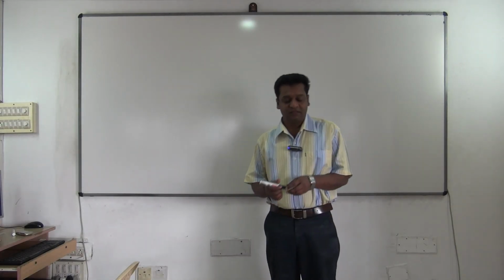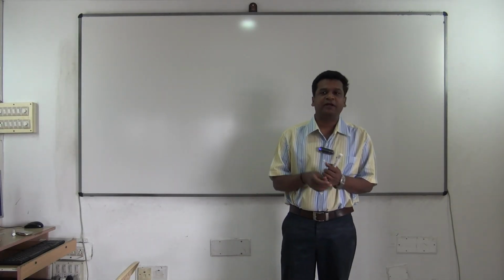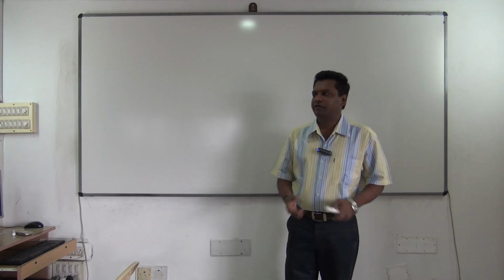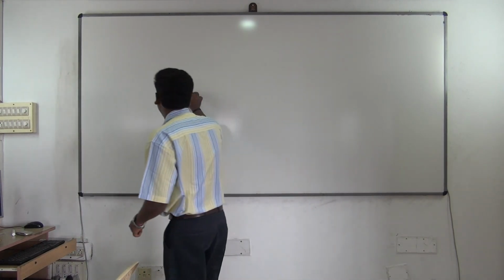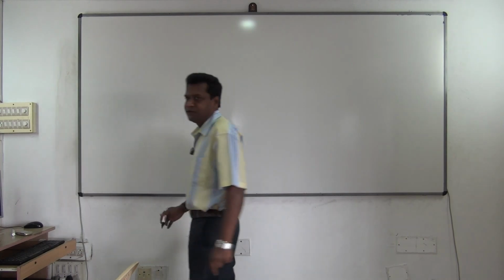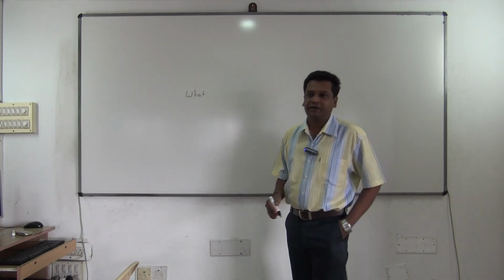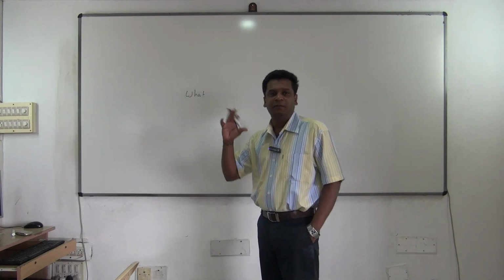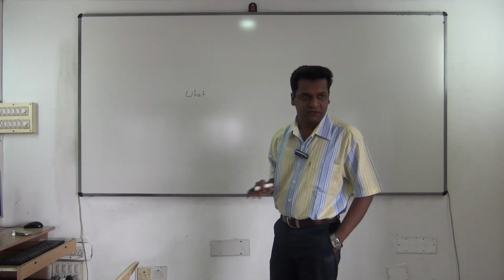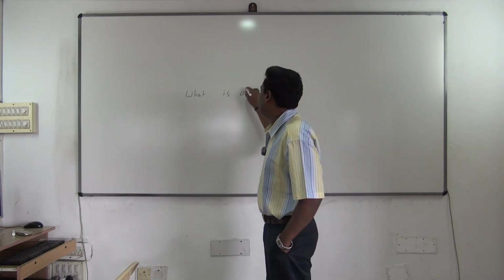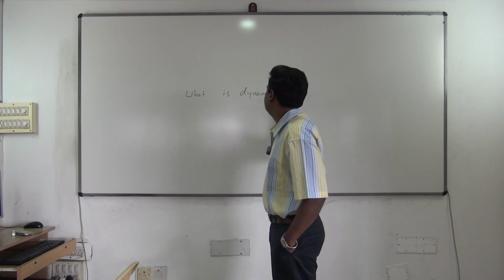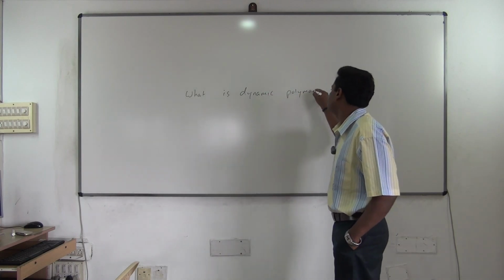So, yes, we'll continue with the library, but before the library, I'll just give you one definition of dynamic polymorphism. Write it down. Long back, I should have given you this simple definition. Write it today in your dynamic polymorphism notes. So, what is dynamic polymorphism? A very simple definition I'll give you. Any answers?